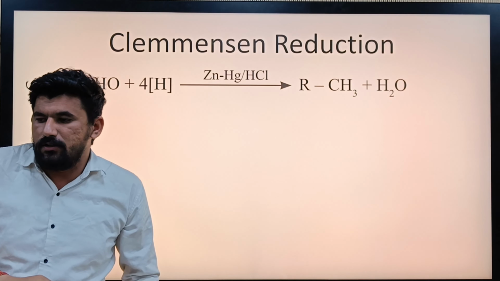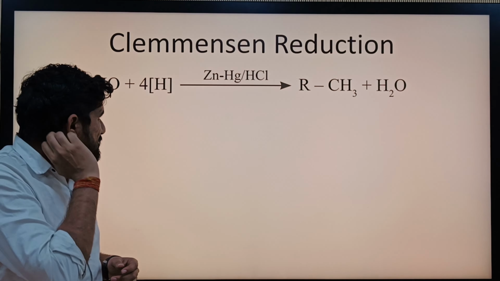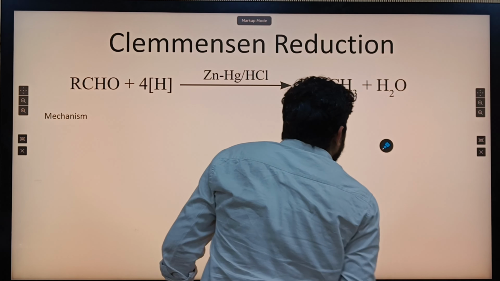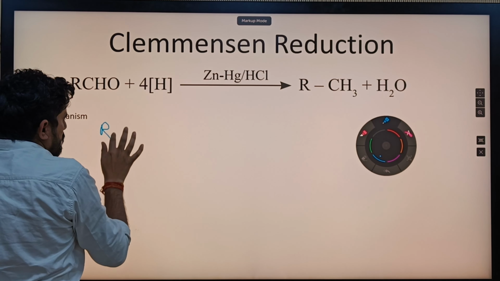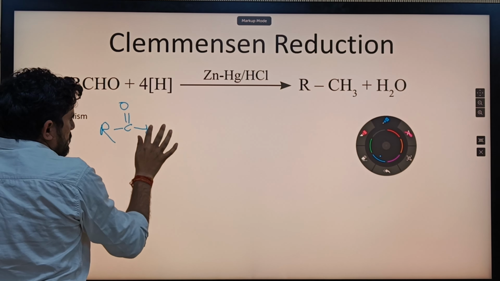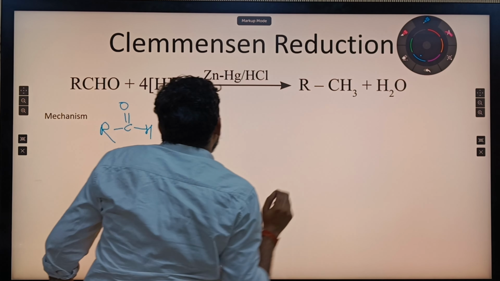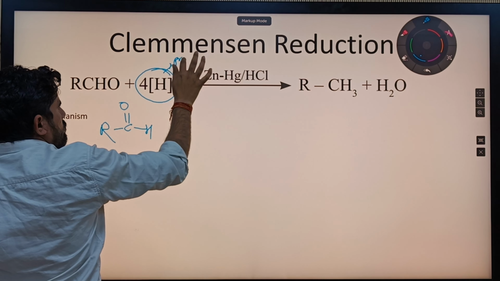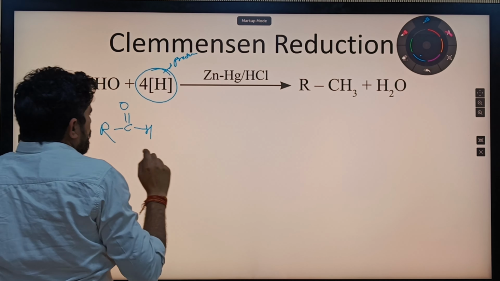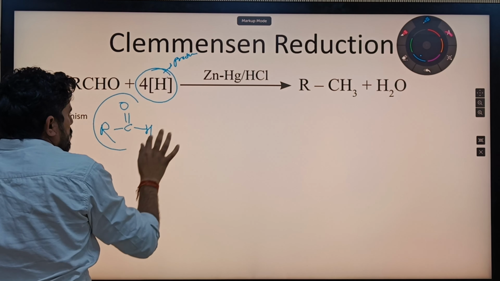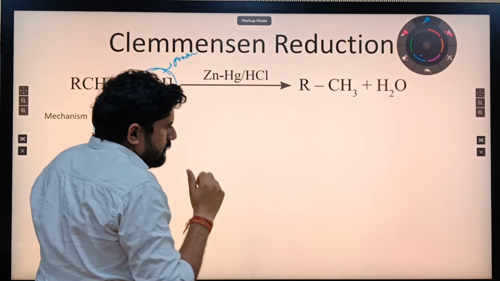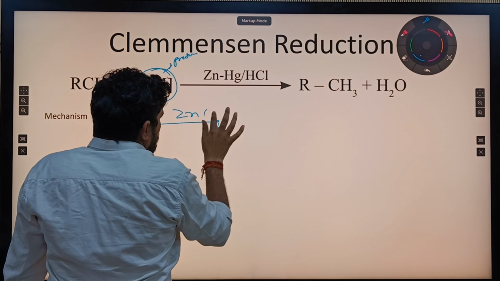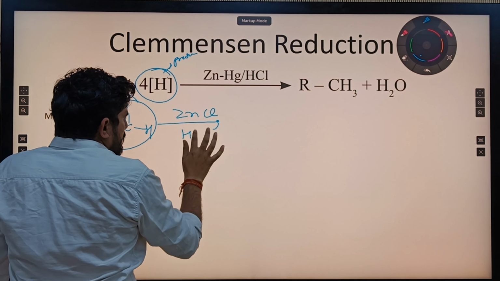Another reaction we have is the Clemmensen reduction. This is the reduction of the aldehyde into an alkane group. So let's see what the mechanism is. In every reaction, the mechanism is very important. We have an aldehyde and 4 hydrogens, H positive. If we protonate this molecule, like reduce this molecule, the addition of hydrogen is known as reduction. So we have zinc, Cl, and we have HCl.